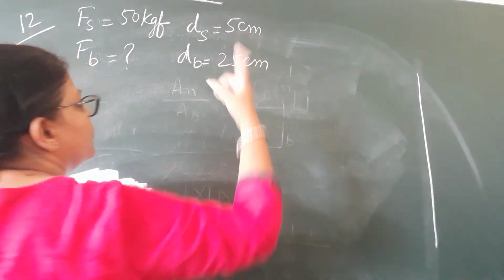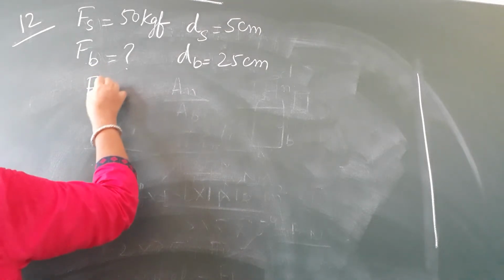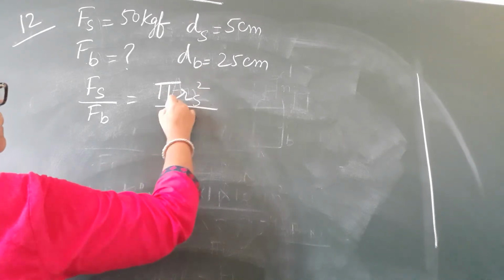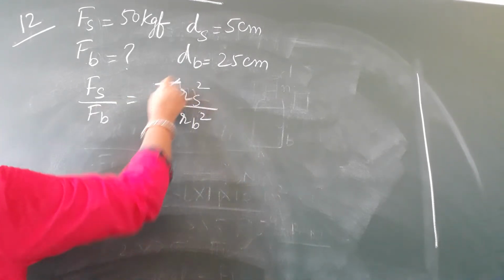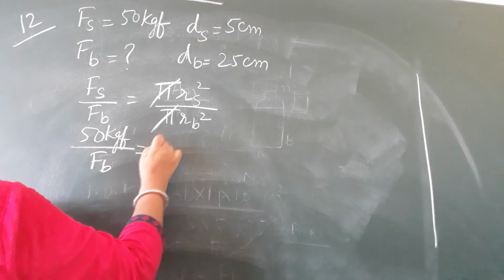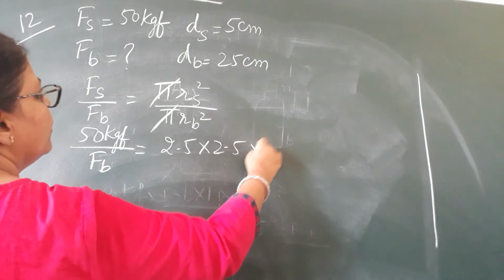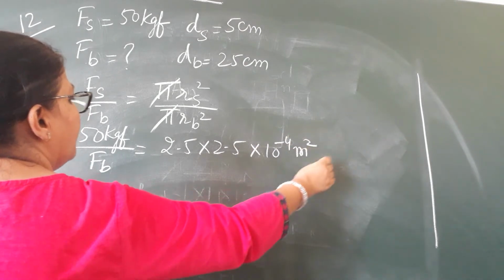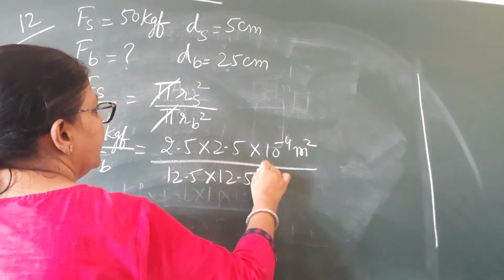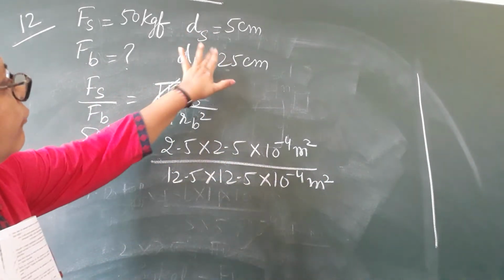See, it is a similar type of question, exactly similar to question number 11. So very quickly I'll guide you through. Force on the smaller upon force on the bigger is pi r square of the smaller upon pi r square of the bigger. Now pi will get cancelled. I'll put the value 50 kgf upon the force on the bigger is equal to, what will be the radius? It will be 2.5 into 2.5 into 10 to the power minus 4, upon, I hope you are understanding, this will be half of 25, 12.5 into 12.5 into 10 to the power minus 4. Okay children, half of the diameter and half of this diameter.